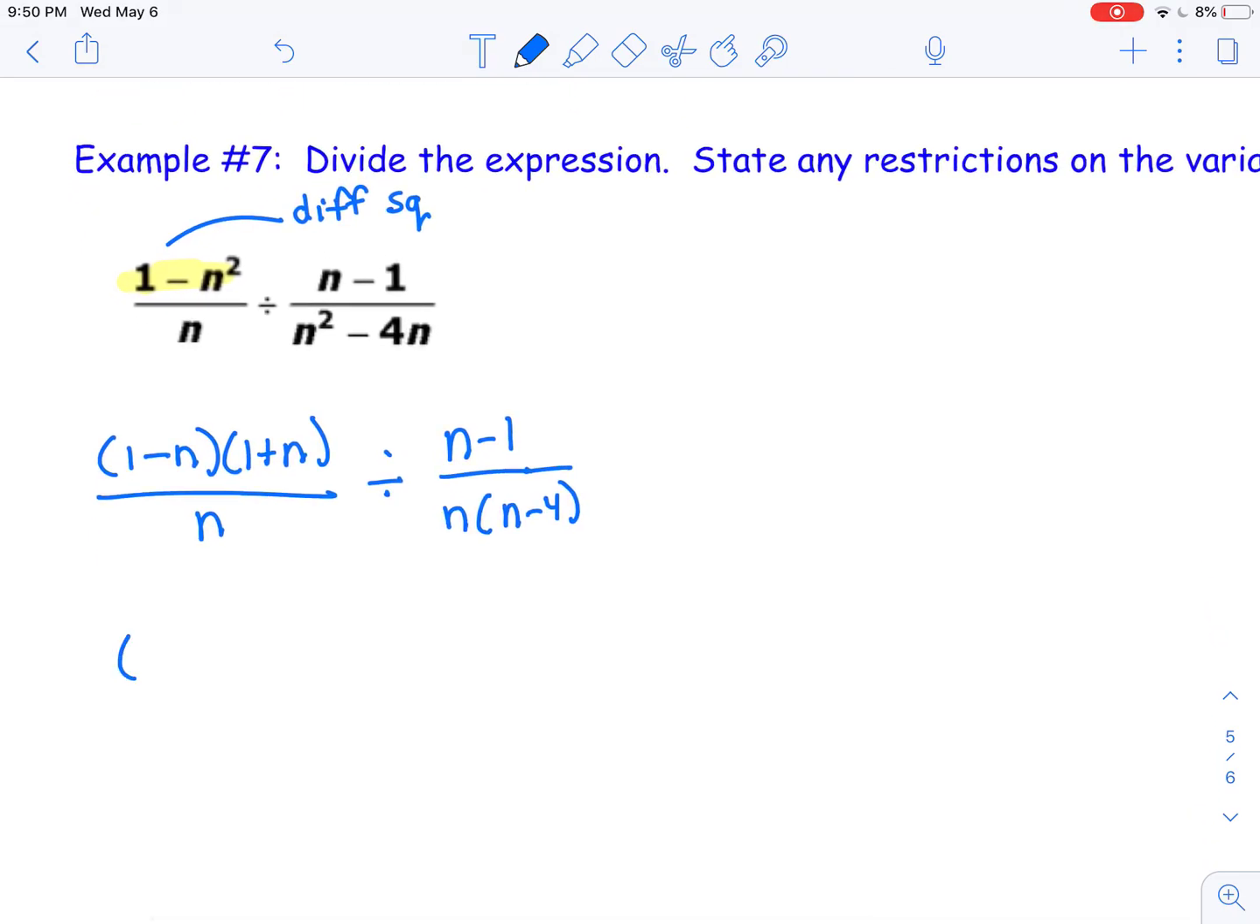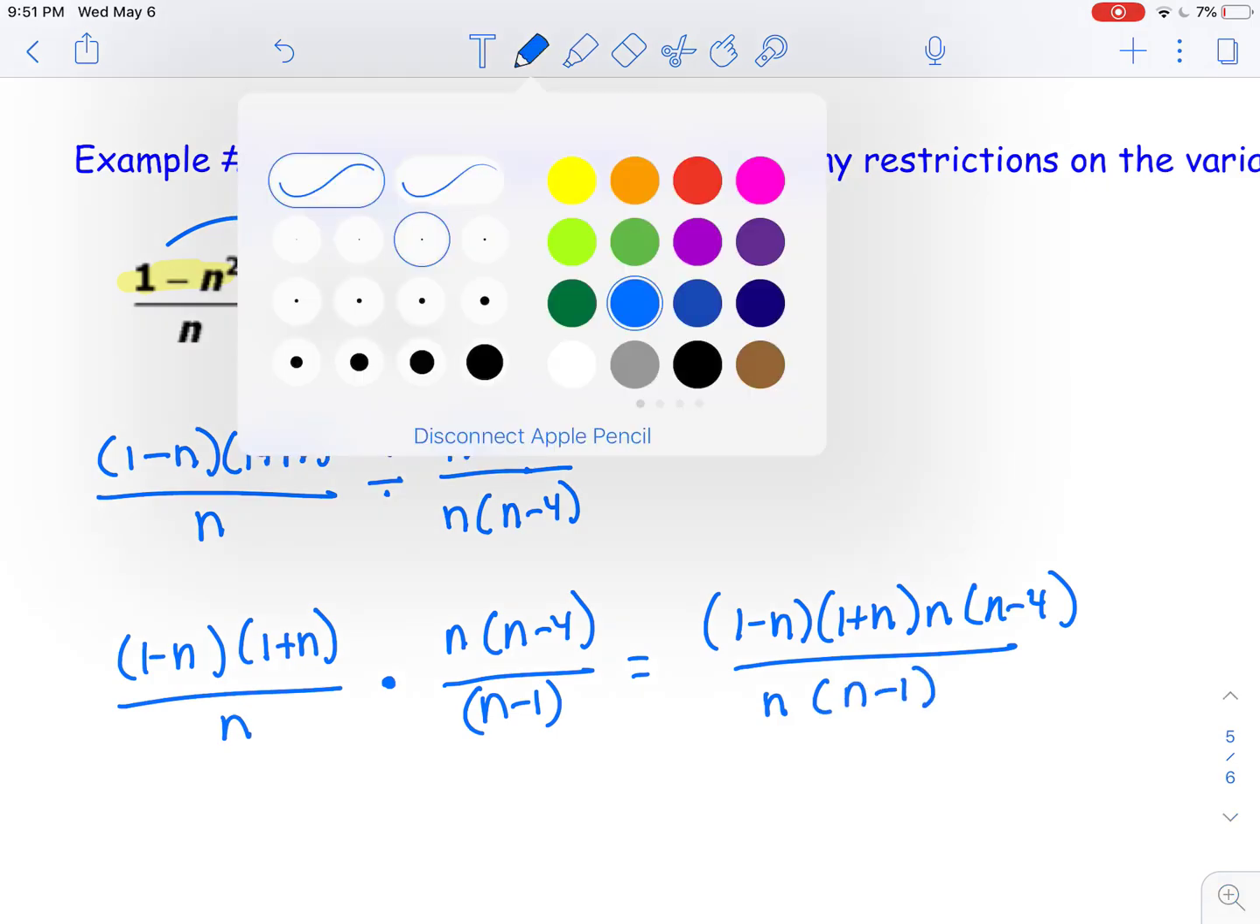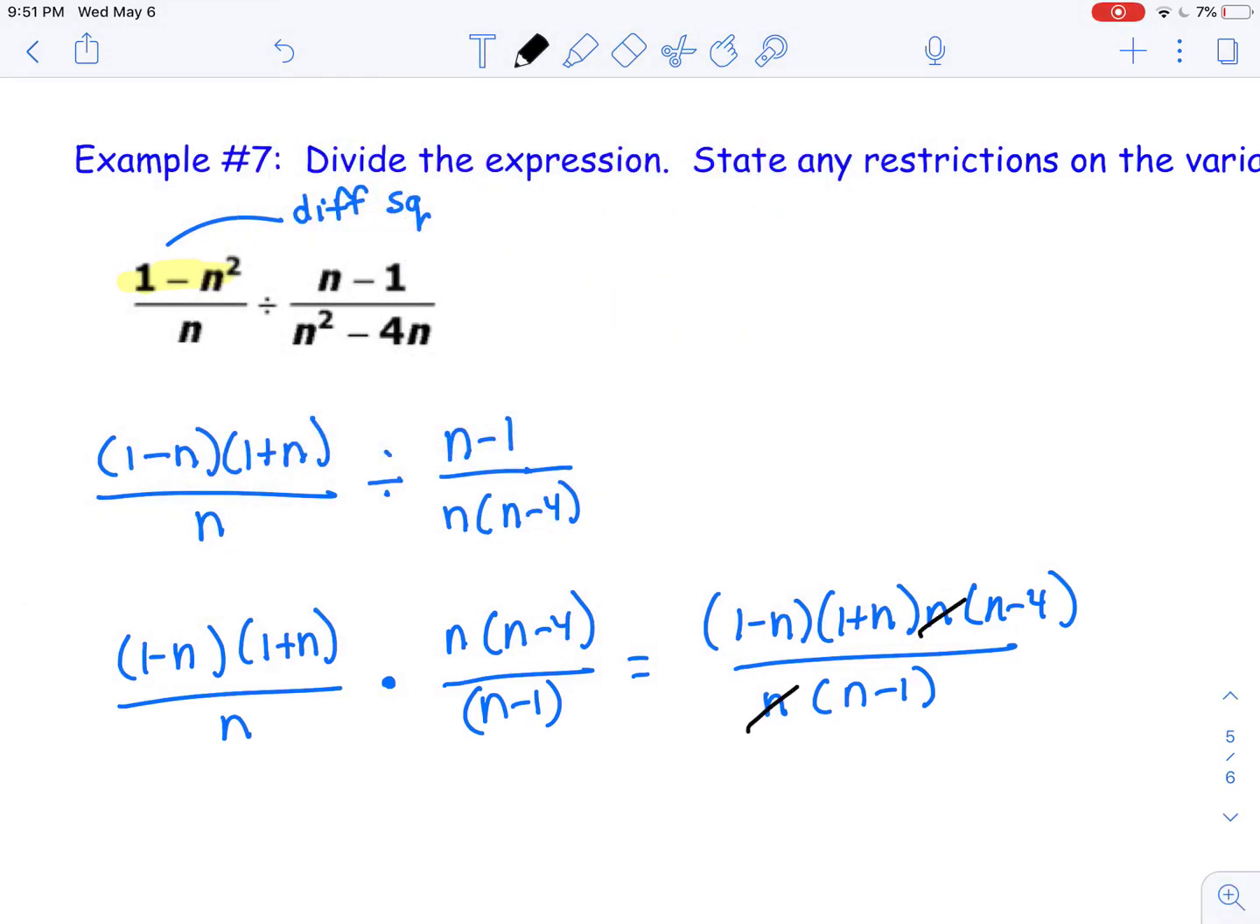I'm going to keep the first. Change to multiplication and flip the second. I'm going to put this in parentheses. If I multiply these across, I get 1 minus n, 1 plus n, n minus 4, all over n minus 1. When I'm looking to see what I can cancel, I can see I can cancel the n's.